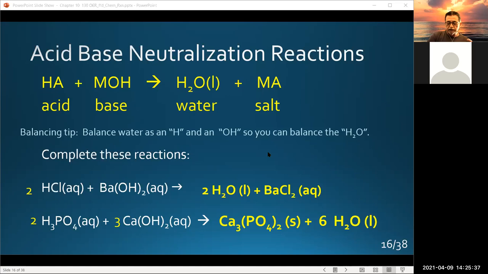Anyway, so acid-base neutralization reaction. Here's an example of what type of reaction. Recognize you have an acid. Recognize you have a base. To balance them, follow the protons and the hydroxide.